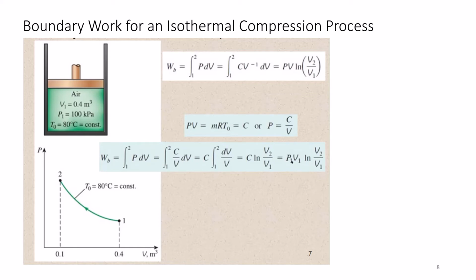And then here's our initial one, and then the natural log, if we make that substitution back in for C, P1 V1, it's just going to be the natural log of V2 over V1. Okay. And that essentially is just the area underneath this curve, right?